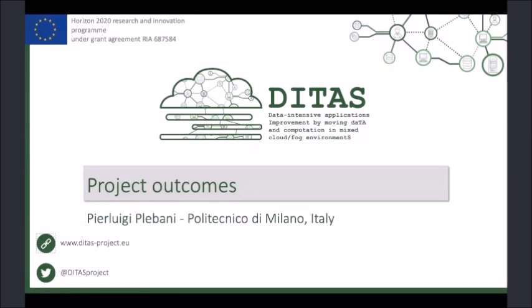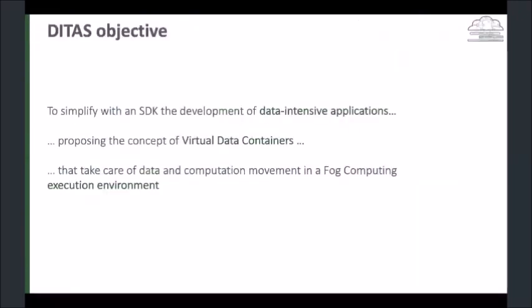Eric has already introduced the main objectives of DITAS, but in details. But if you would like to summarize a little bit, which is the main outcome of the project, we can summarize in these 3 main statements. So the idea is to provide an SDK that makes the life easier for the developer when developing data-intensive application.